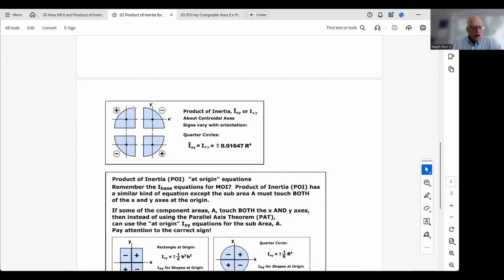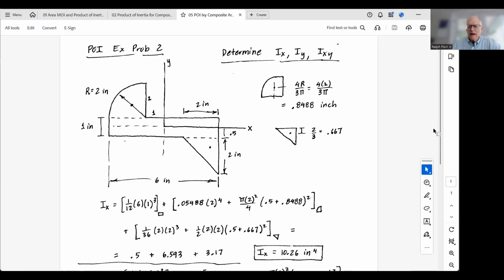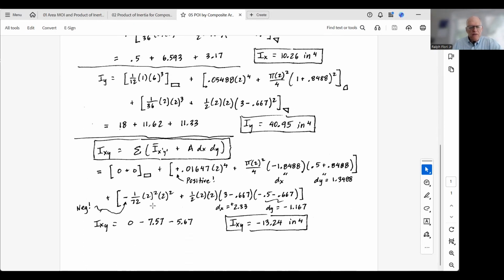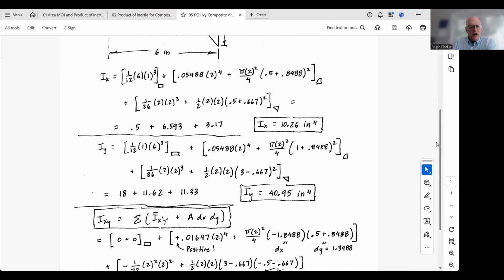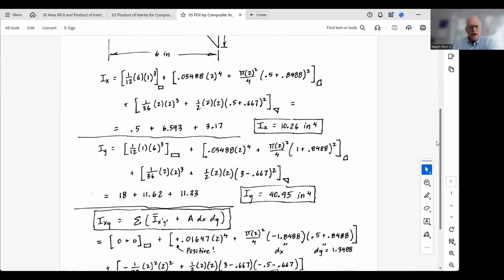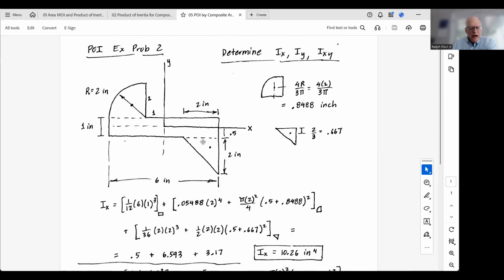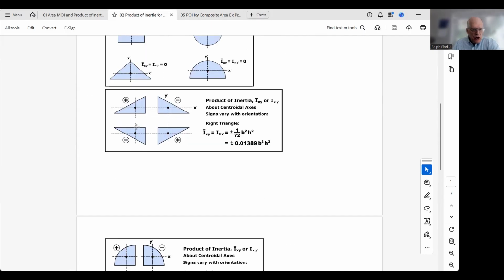So a quarter circle at that orientation is a positive 0.01647 r to the fourth. And so for our product of inertia, we have a positive 0.0647 r to the fourth. That's positive. And for our right triangle, we're skipping the Ix and Iy because we're focusing on product of inertia right now. So a triangle at this orientation, where its right corner is at the upper right, that's this one down here at the lower left, and that's a negative sign for this guy.